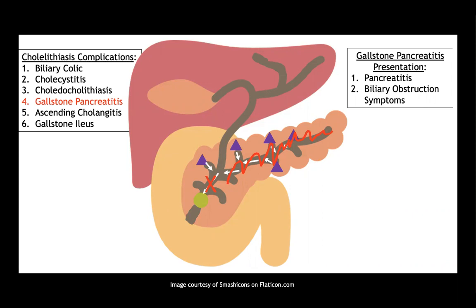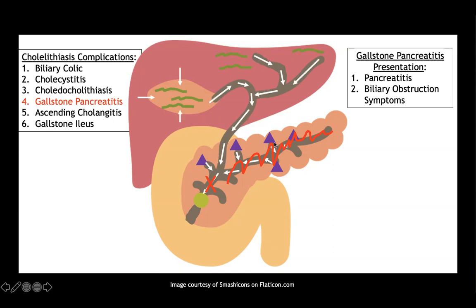order a right upper quadrant ultrasound to see if gallstones are the problem. Or sometimes they'll give you liver function tests, and if those show elevated conjugated bilirubin, elevated alk phos, or elevated GGT levels, that should give you an idea that it's probably going to be caused by a gallstone, because you're having obstructive symptoms and pancreatitis.